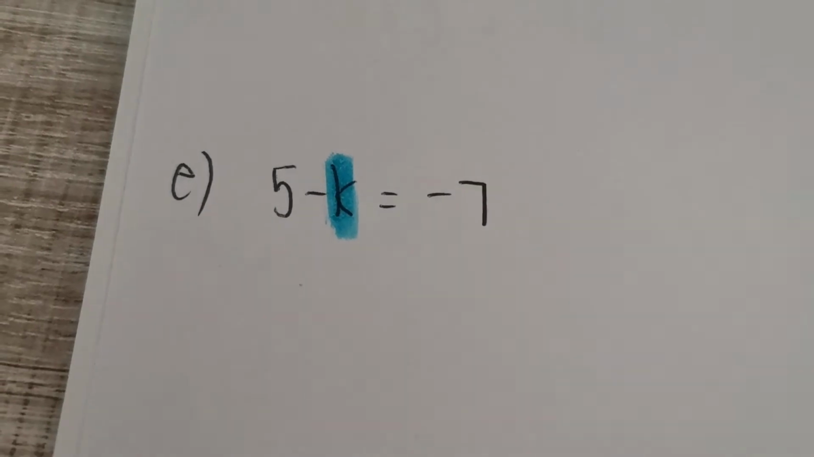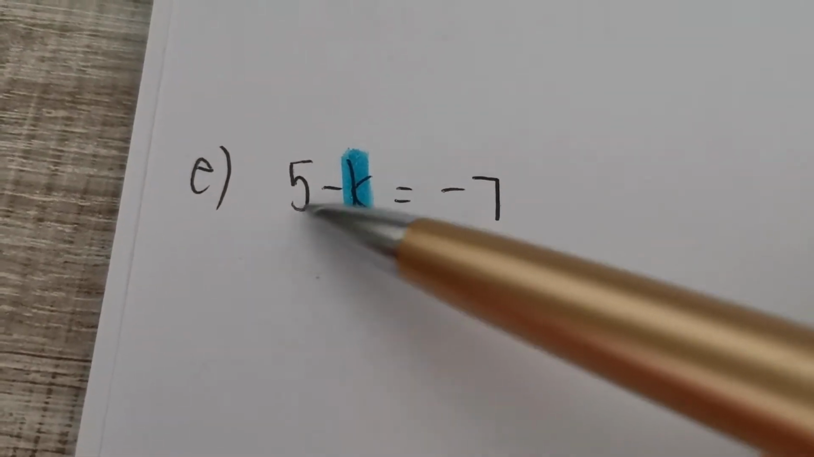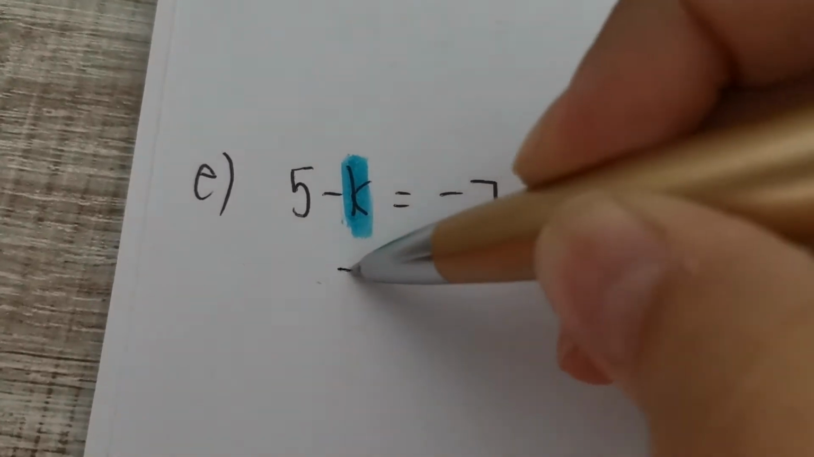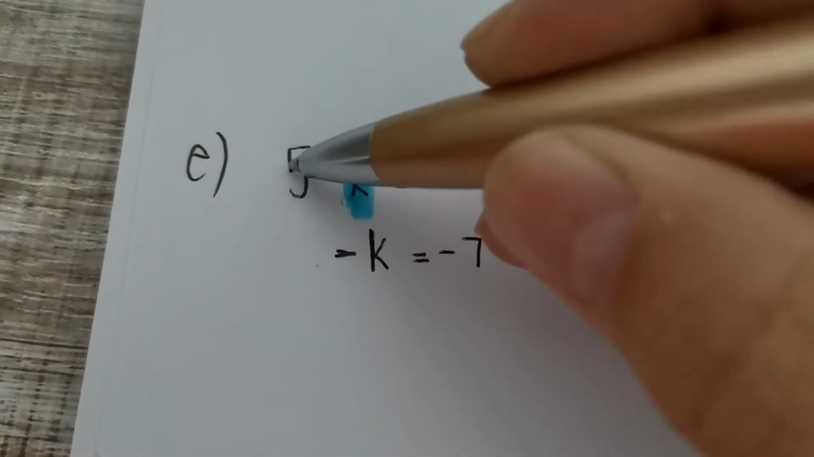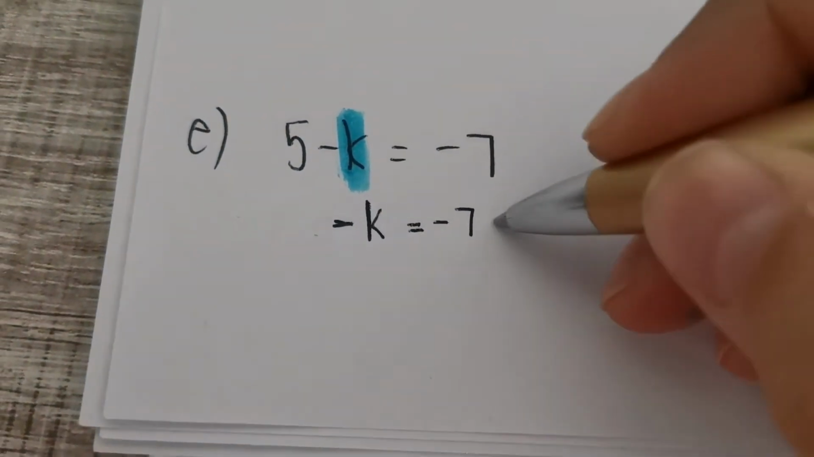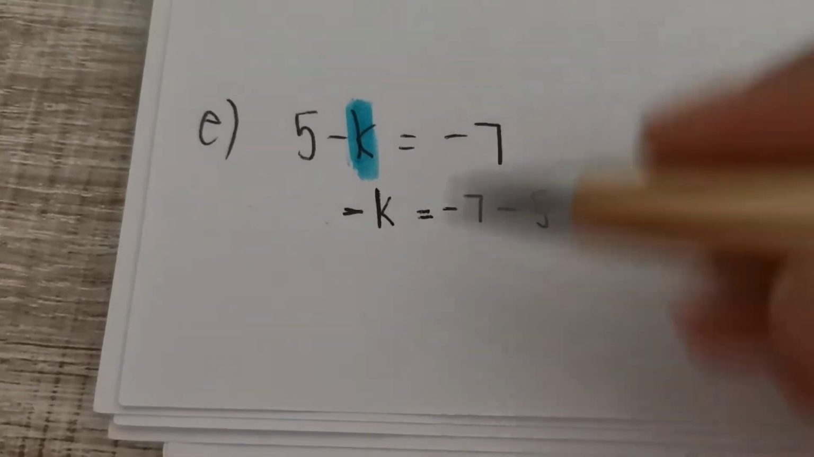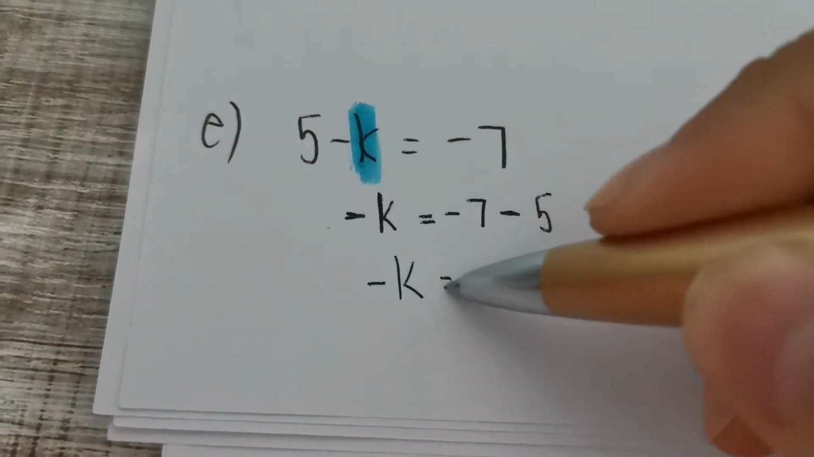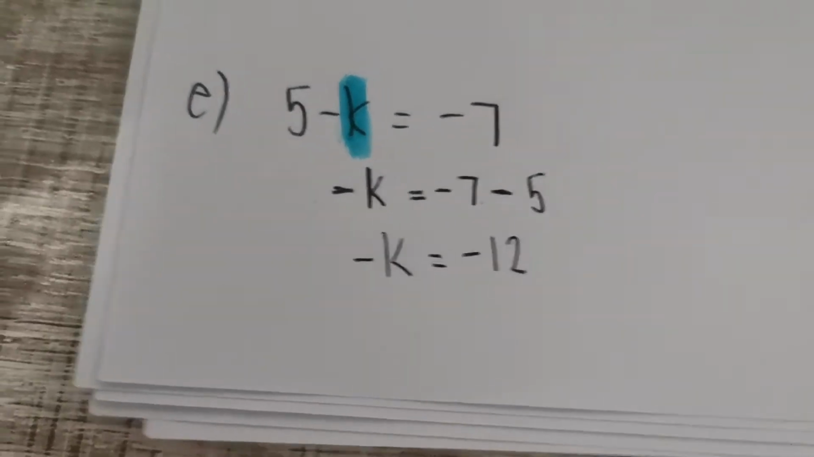What do I have over here? Okay, so I'm going to take this 5. Can you see the 5 is positive, the K is negative. So I'm taking this over, so the K is still negative. This was positive, going over it becomes negative. Right, again when I'm saying going over, I mean the inverse, right? So negative 7 minus 5, negative 12.